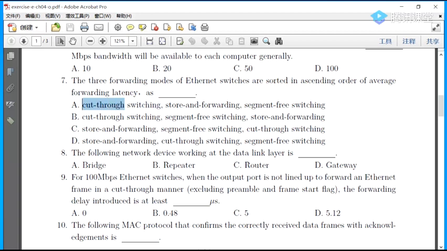The least average forwarding latency is cut-through. And store-and-forward has the largest forwarding latency. So the answer is B, right? Segment-free is between cut-through and store-and-forward. So the answer is B.